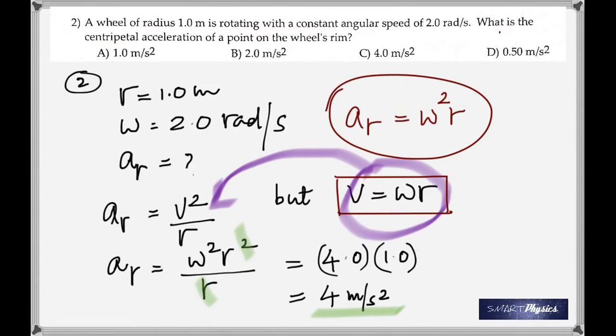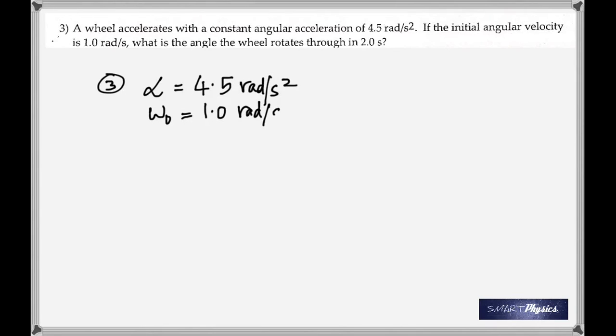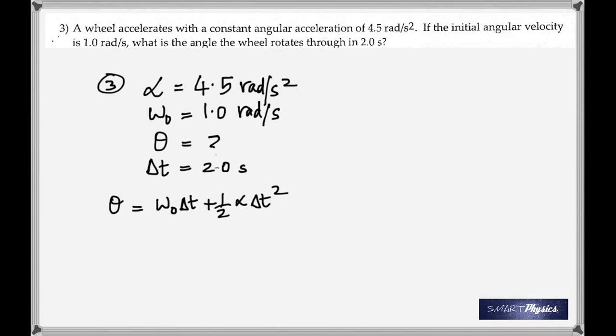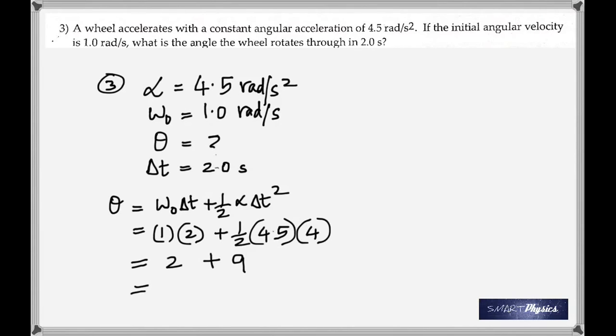Number 3. The king is the equation. So alpha is given, 4.5 radians per second squared. Omega naught is 1 radian per second. You can see the difference in the units. Time is given as 2 seconds. Use this equation and get it. 11 radians.